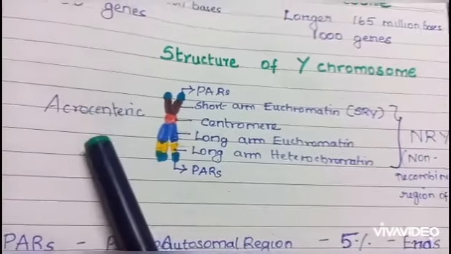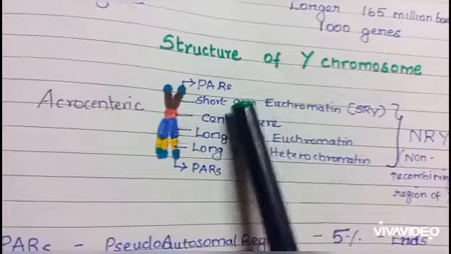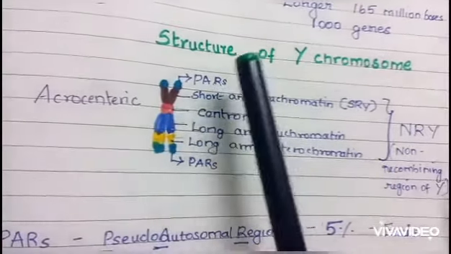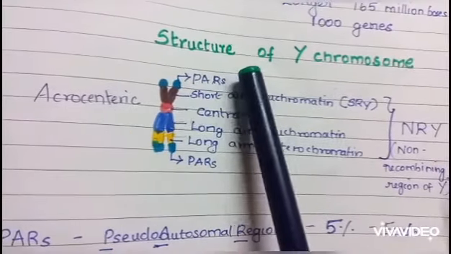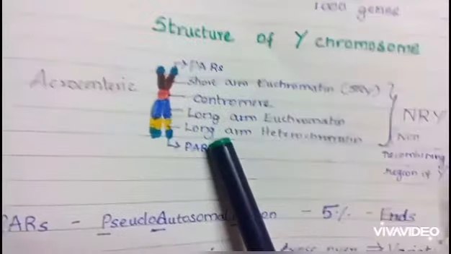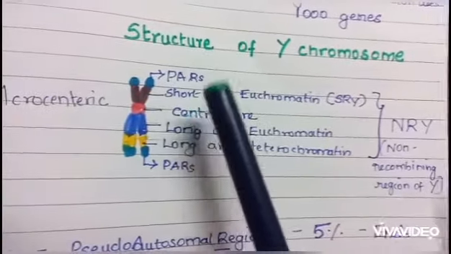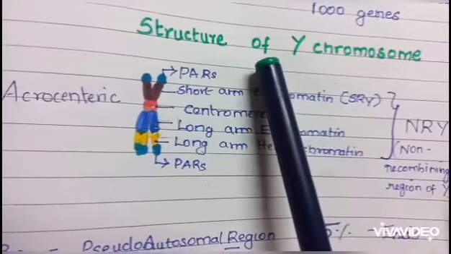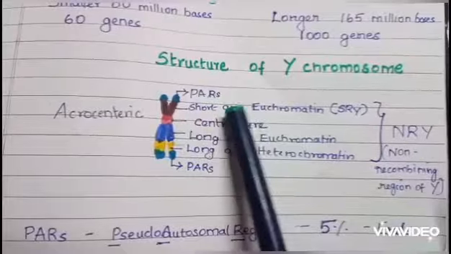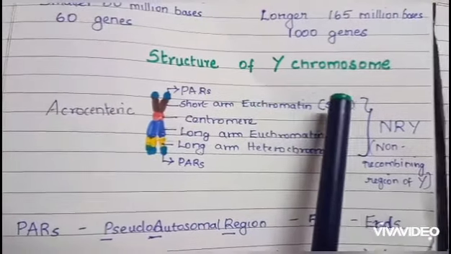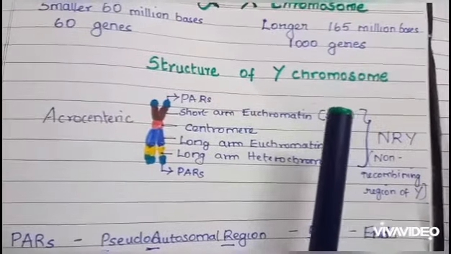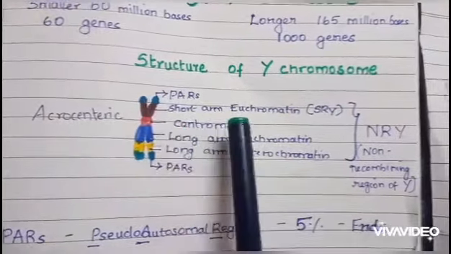The chromosome is acrocentric, meaning the short arm of the chromosome is really short and not clearly visible. Then the first region is the pars region, which is seen at both the ends. You see the pars region, or the pseudo-autosomal region, which is capable of recombining with the homologous X pars regions. Then you have the short arm euchromatin, which has the SRY or sex determining genes that code for TDF, or testis determining factor. Then you have the centromere.